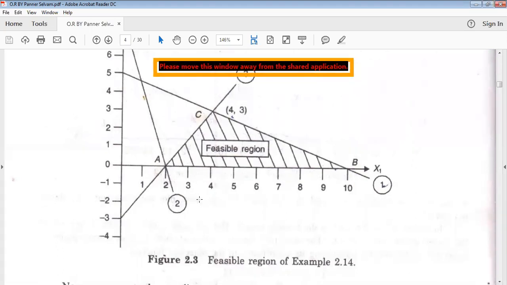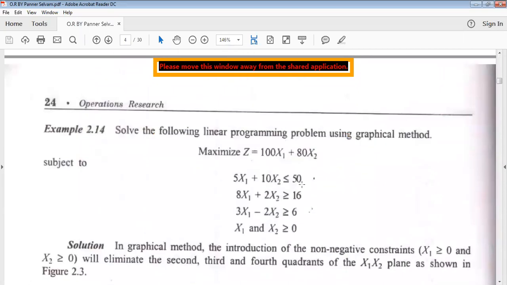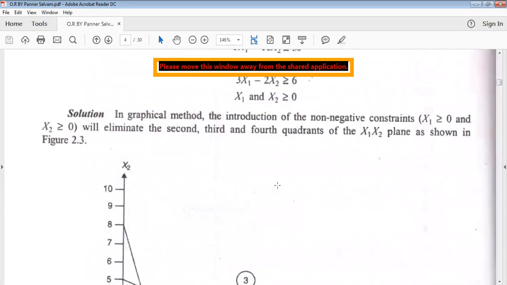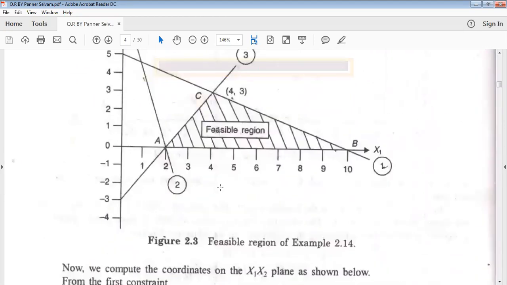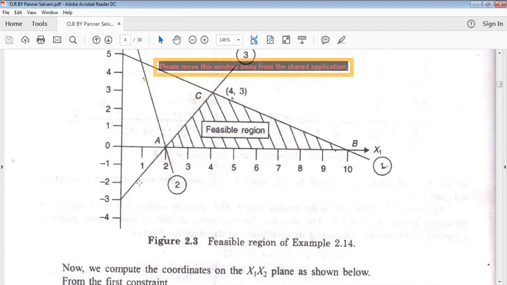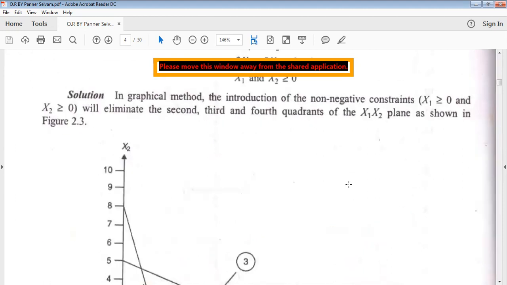So after this, what happened? The first constraint is less than or equal to 50. The first equation corresponds to less than or equal to 50. Automatically, you have to hatch below this particular line. And the second equation is greater than, which means, because it is on the negative side, it will come down. The second equation is also 8x1 plus 2x2 greater than 16.